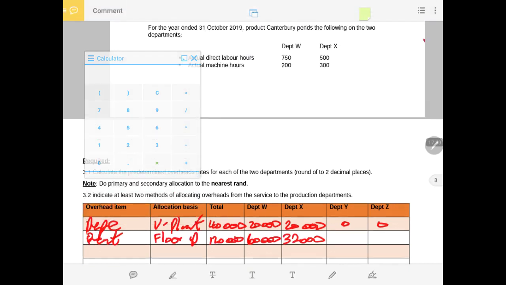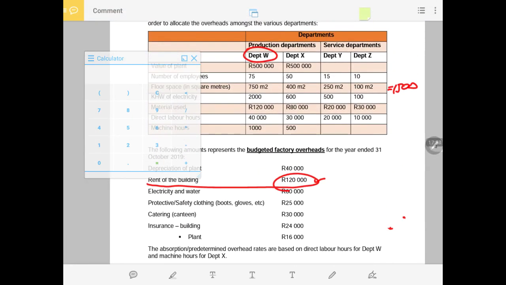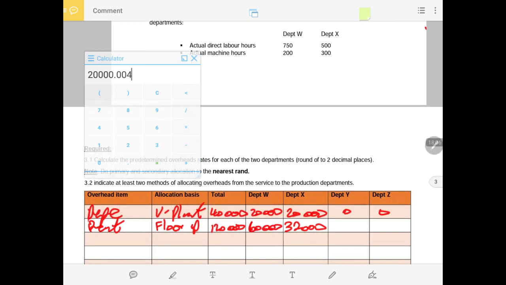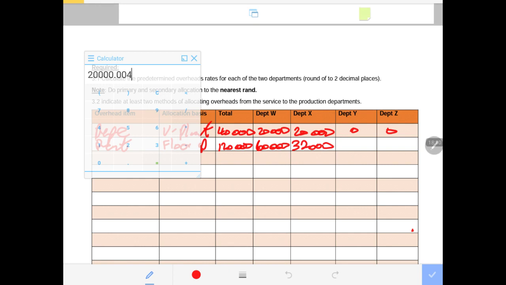Then the third space occupied by department Y is 250 divided by total space 1.5, multiply this by 120,000. We get 20,000 as the cost to be allocated to the first service department.